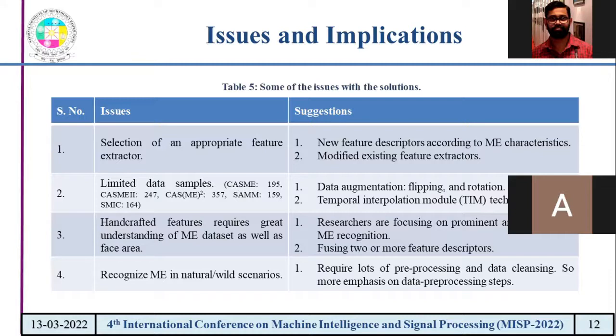So for this, the researchers are focusing on prominent areas of the face region and fusing two or more feature descriptors. Fourth is recognizing ME in natural or wild scenarios. So till date, all five datasets are recorded in a confined lab environment, so there is no such task to detect the micro expression in natural scenarios. For this, we need to emphasize more on the data pre-processing step for recognizing ME in natural or wild scenarios.